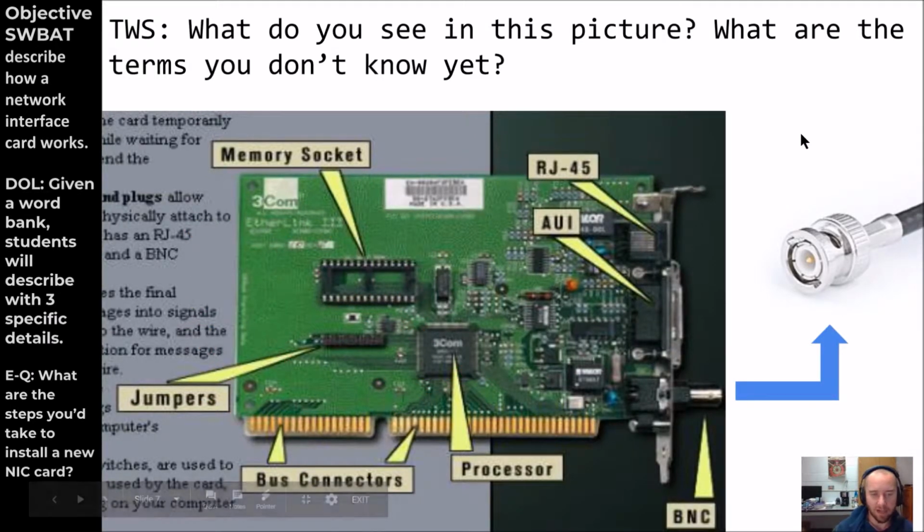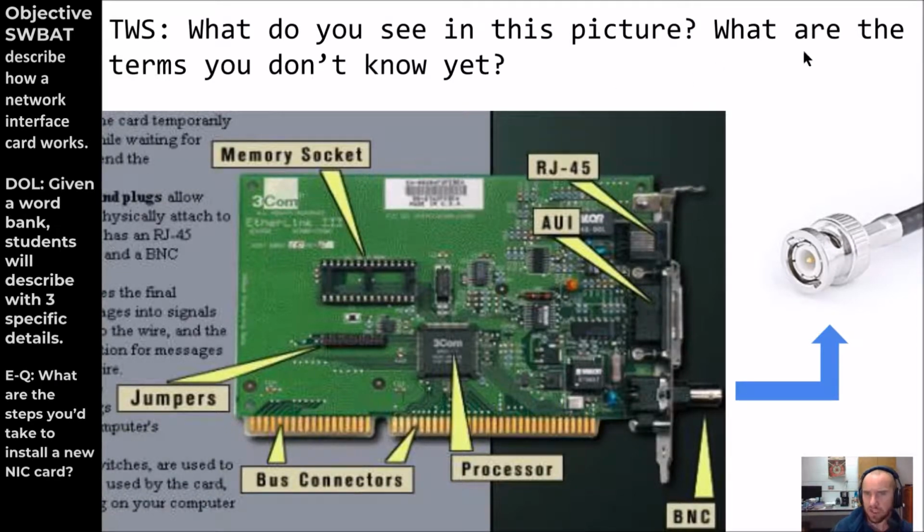So this Think Write Share is really wide open. I want you to just tell me what you see in this picture. What are the terms that you don't know yet? I'm just amazed by this network interface card, how it's like a mini computer within a computer. I mean, you have a processor here. This is called the bus connectors, something called jumpers.